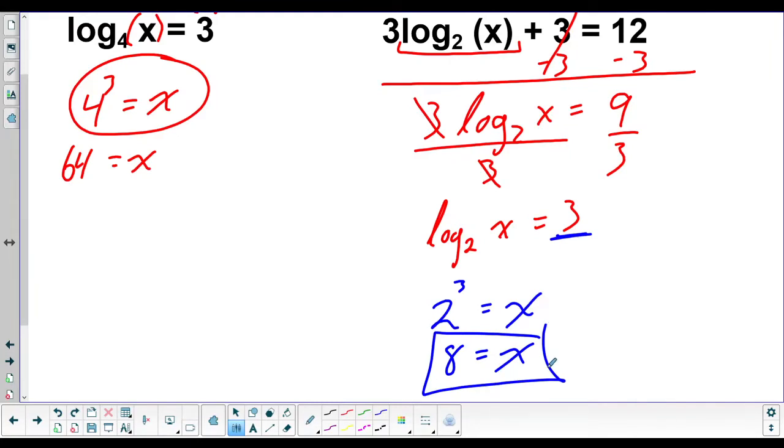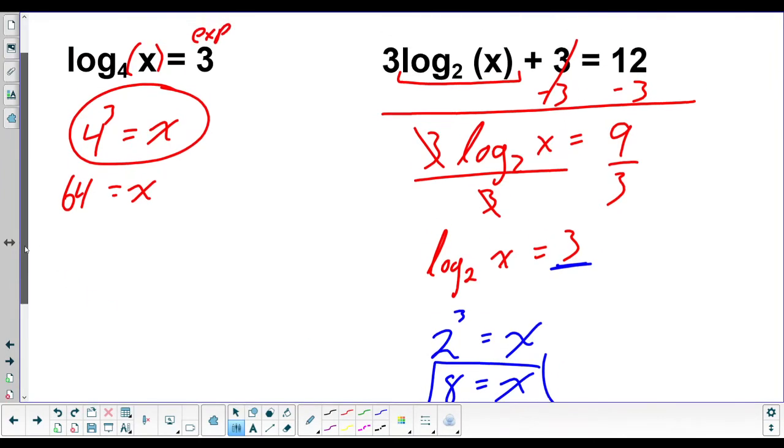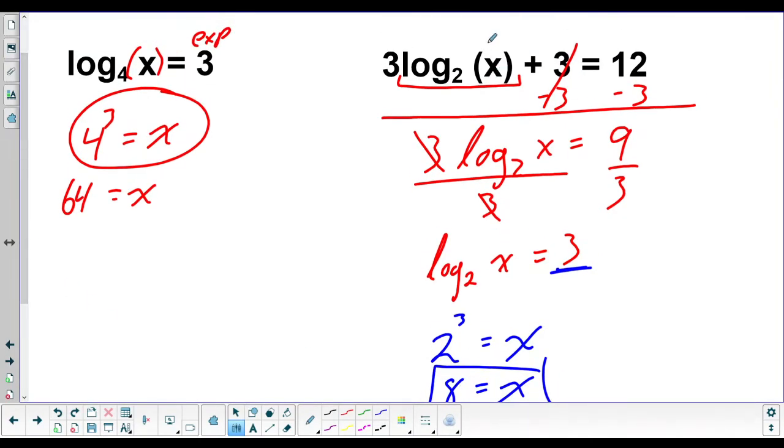If we want to check these for extraneous solutions, we just have to make sure that when we plug this back in, the argument isn't negative. If I plug 8 in here, my argument is 8. That's a positive number, so we're good. If I plug 64 back in here, my argument is 64. That's positive, so we're good. So checked, they're not extraneous.